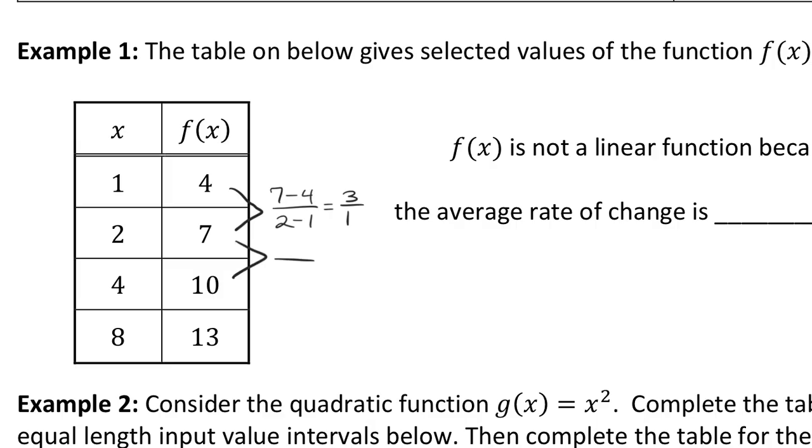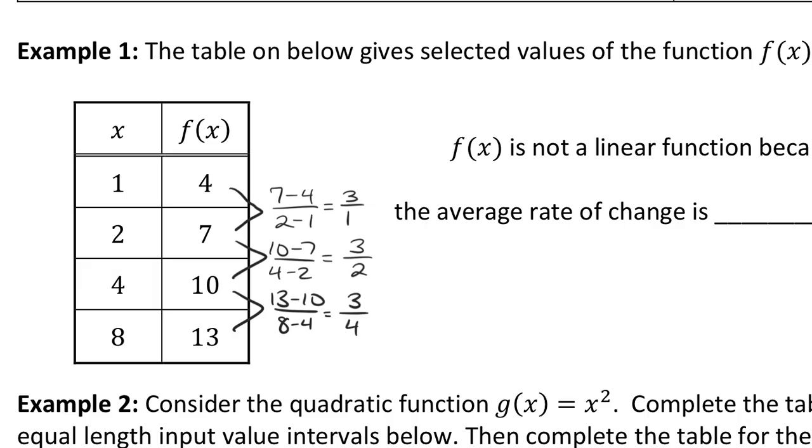Let's find the average rate of change between the next 2 points. Outputs over inputs. So I would do 10 minus 7 over 4 minus 2. What's 10 minus 7? 3, and then 4 minus 2? Is that the same number I got when I computed the rate of change just a second ago? 3 over 1 and then 3 over 2. So we don't have the same rate of change. Let's see what happens when we do one more. We do 13 minus 10 and 8 minus 4. 13 minus 10 is 3, and 8 minus 4 is 4.